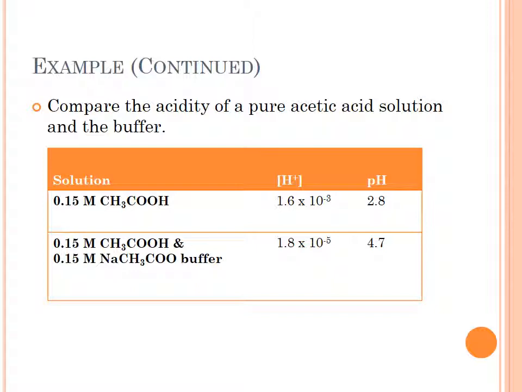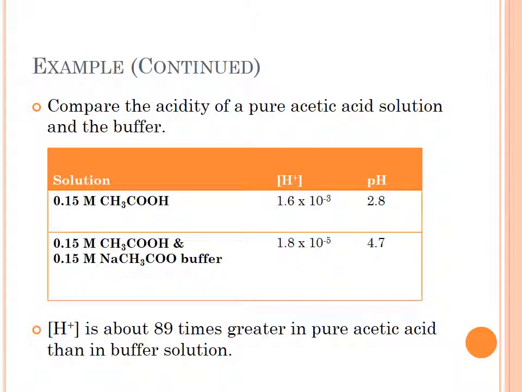So if we compare the acidity of a pure acetic acid solution to that of the buffer, in our acid-base presentation I did 0.15 molar acetic acid. We found in that example that the hydrogen ion concentration was 1.6 times 10 to the negative third, or a pH of 2.8. The buffer we just calculated, we found that the hydrogen ion concentration was 1.8 times 10 to the negative fifth, or a pH of 4.7. And it's about 89 times greater in the acid solution versus the buffer.